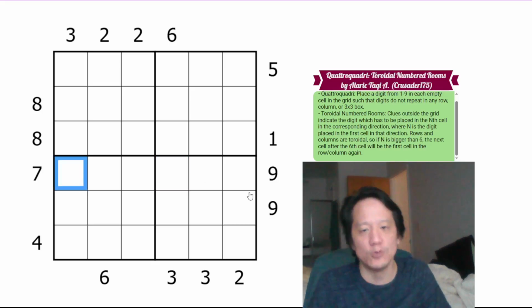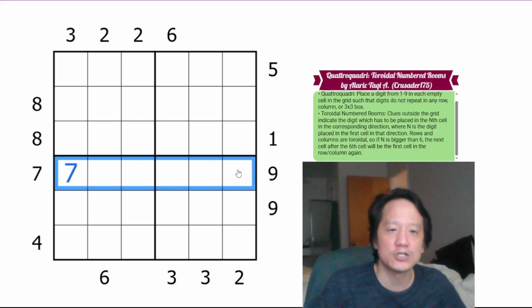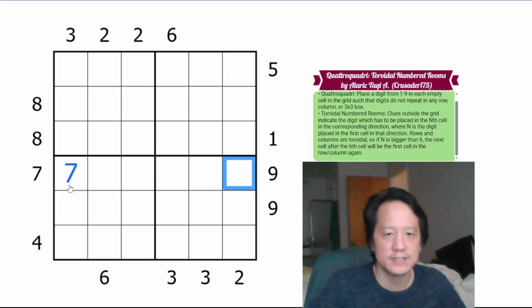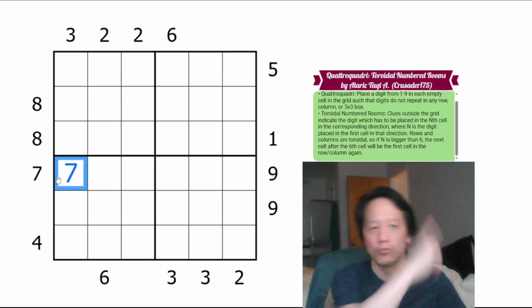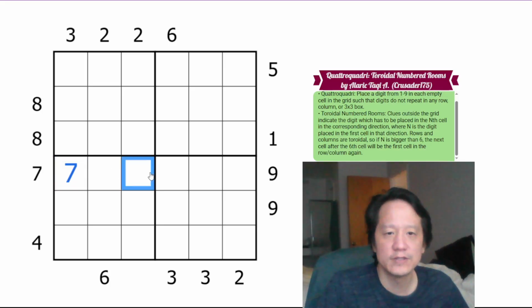So, for example, if this were a 7, that would actually fill this correctly. If this is 7, that's saying the 7th digit must be a 7. So 1, 2, 3, 4, 5, 6, and the 7th digit, toroidally, it goes around, is the 1st digit.